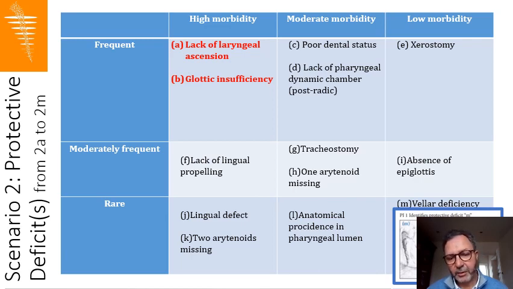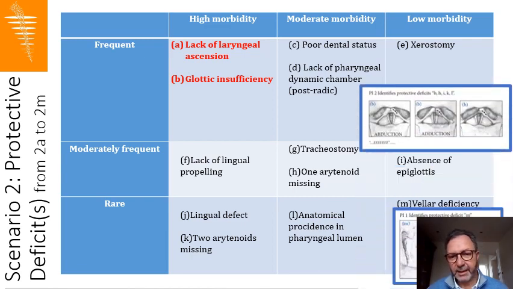Then you have also anatomical protrusion in the pharyngeal lumen. You can have an external carotid artery, which is protruding, but you can also have hyoid bones that are protruding. And then you have velar deficiency. The velar deficiency is mostly evaluated during point of interest number 1, whereas the deficit of mobility of the glottic plane or the presence or absence of arytenoid cartilages are mostly assessed during point of interest number 2.